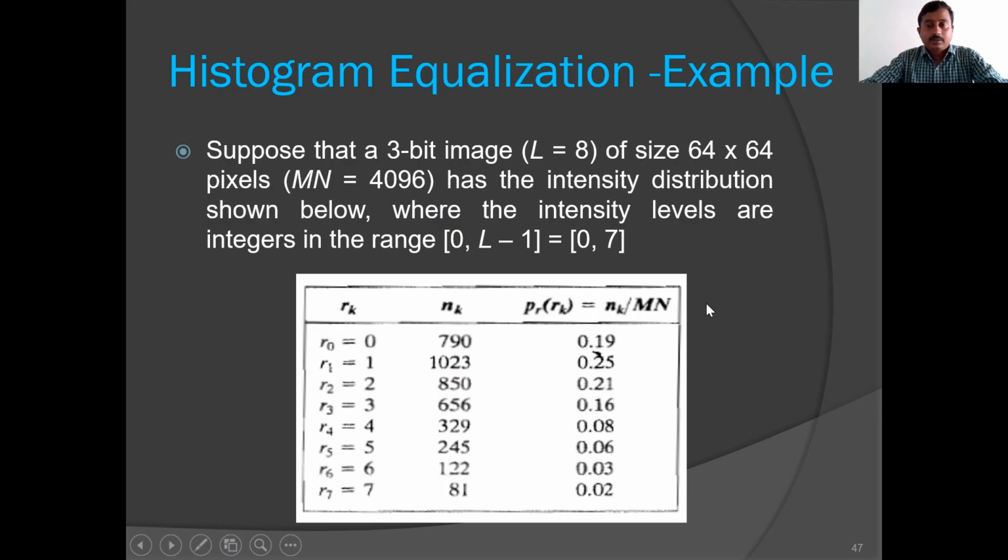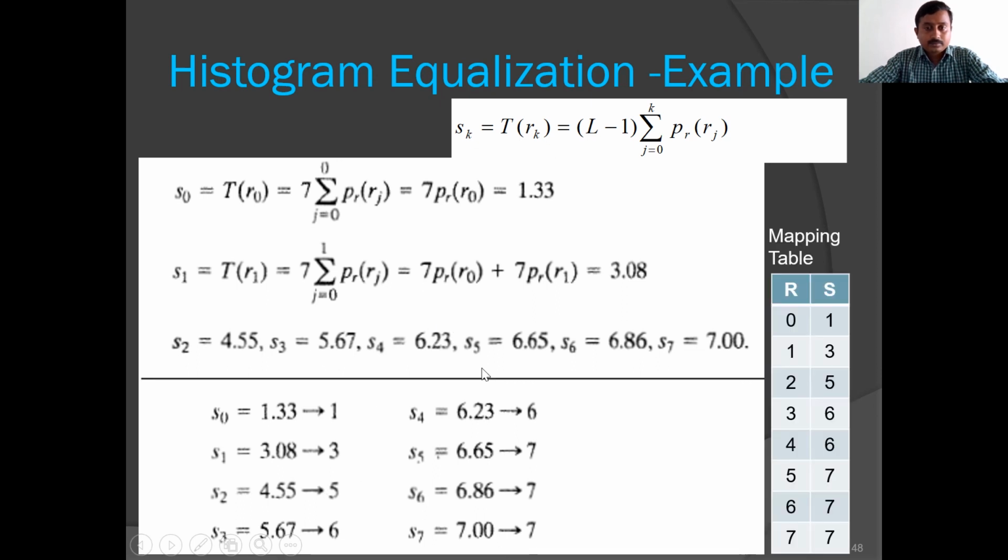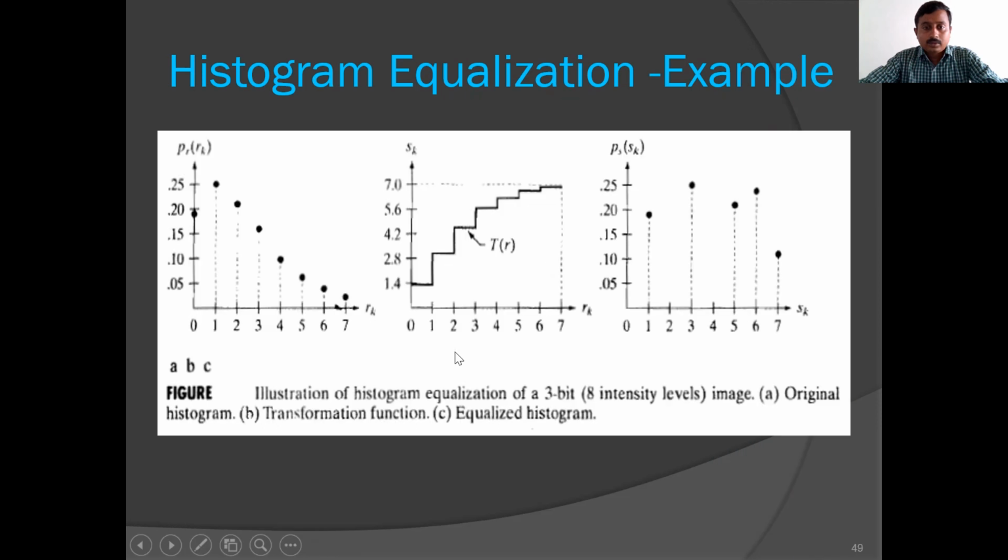The same process is given on this slide also. So this is our transformation function, and these are the calculations. This is the mapping table that we have found out. This is the histogram of the original image, okay. It is a normalized histogram. This is the transformation function, okay, this is before rounding of the values.